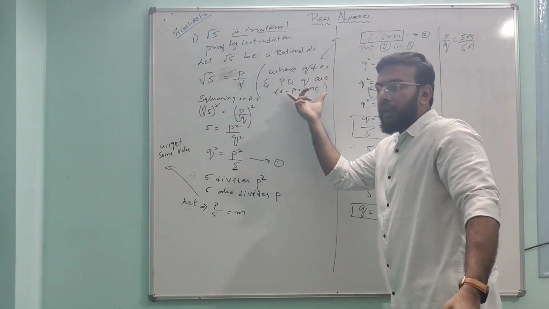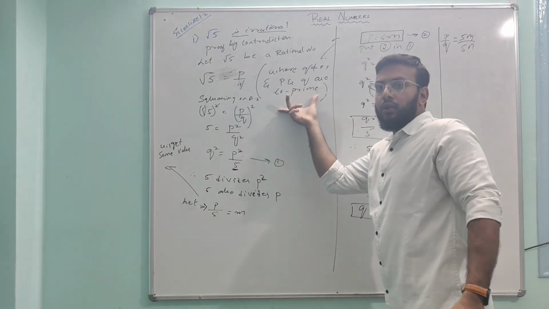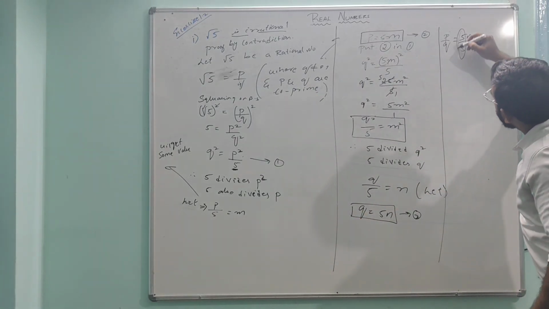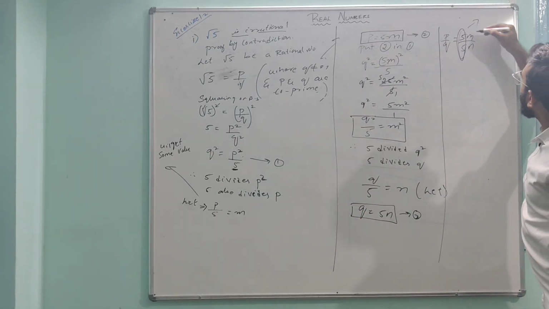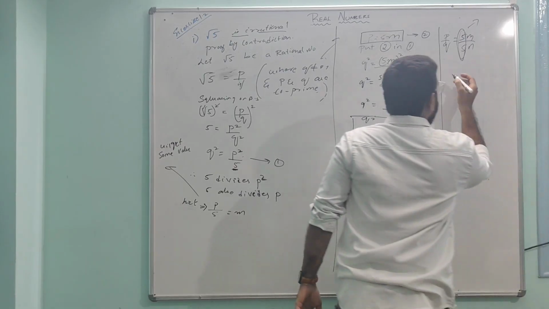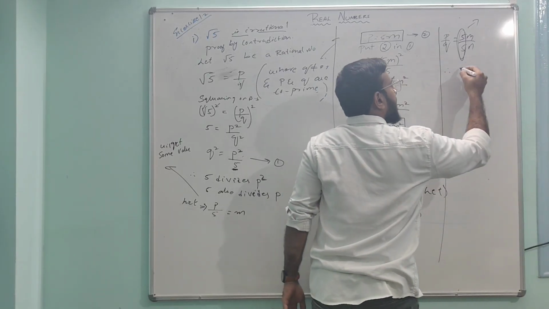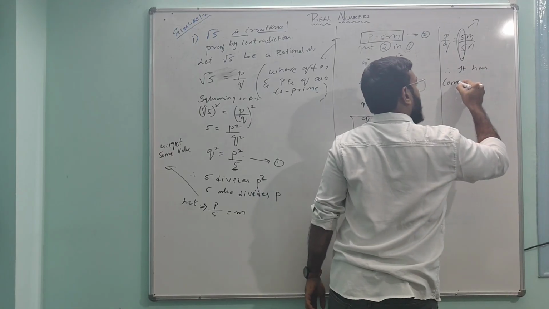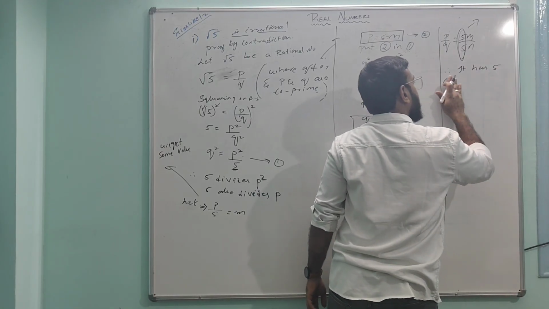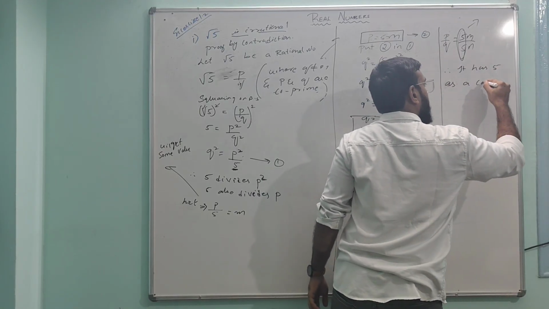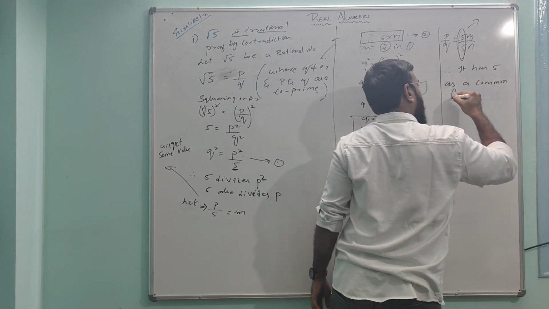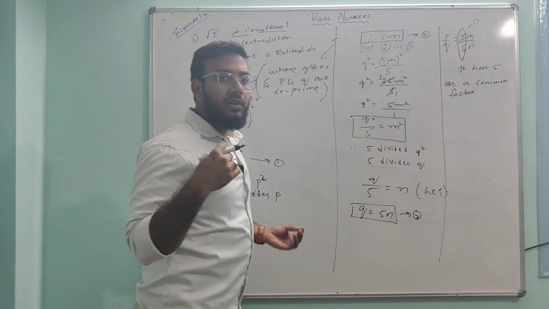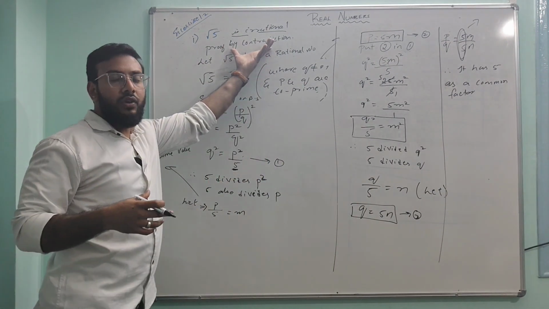We assumed that these two numbers are coprime, which has HCF 1, but we're getting the common factor 5. Therefore, it has 5 as a common factor. This leads to a contradiction.